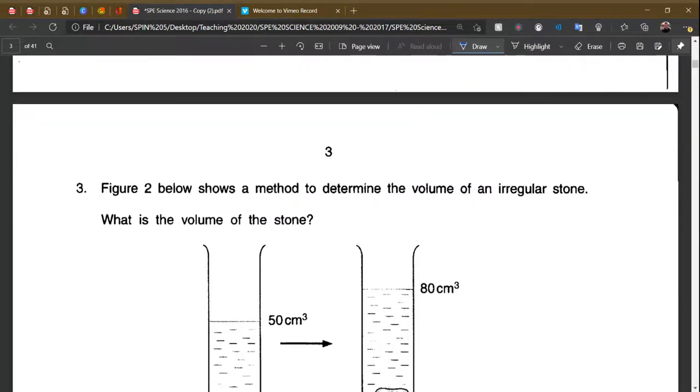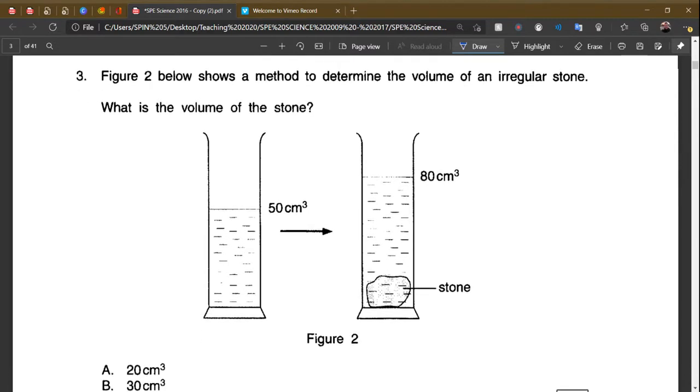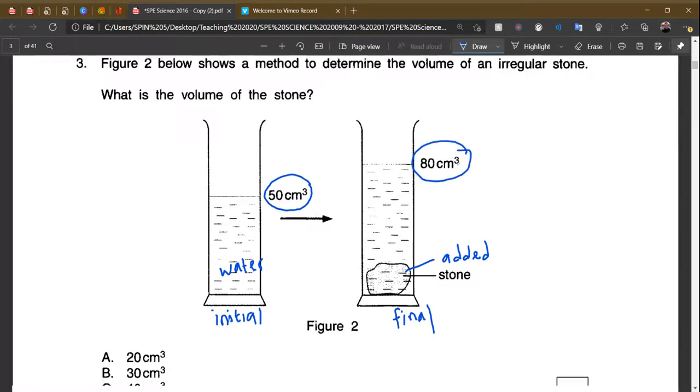Number 3. Figure 2 below shows a method to determine the volume of an irregular stone. What is the volume of the stone? So if you look at the first one, this is what we say initial, meaning at the very beginning. At the very beginning, you can only see water or liquid only. And then the second one, you can see stone added, which means this is the final volume. And if you look there, the initial volume is 50 cubic centimeter and the final volume is 80 cubic centimeter.